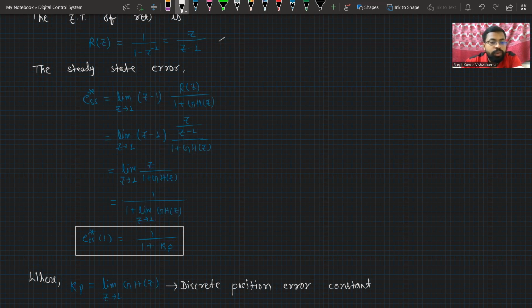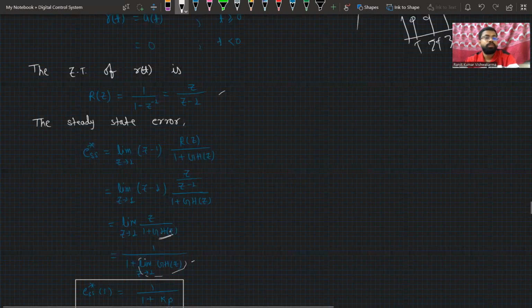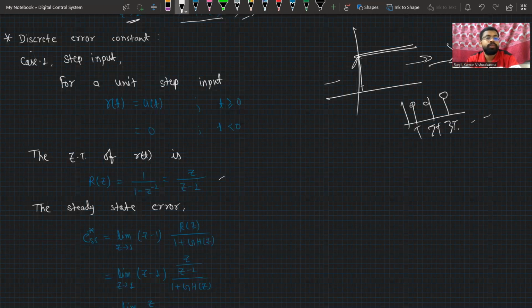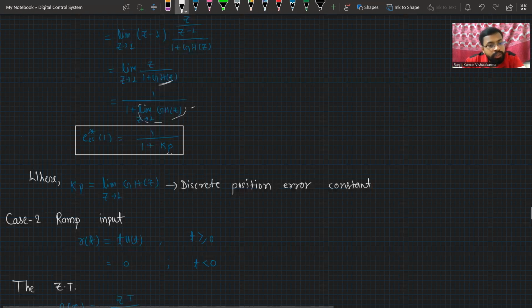Whenever you apply z tends to 1, that is, limit z tends to 1, z divided by 1 plus G H of z. So this z will become 1, this one is constant, plus, here we don't know what the H of z is, so that's why we apply the limit z tends to 1 of GH of z. We can say this part is some constant value, that is Kp, which is nothing but the discrete error constant. Okay, discrete error constant, that is Kp.